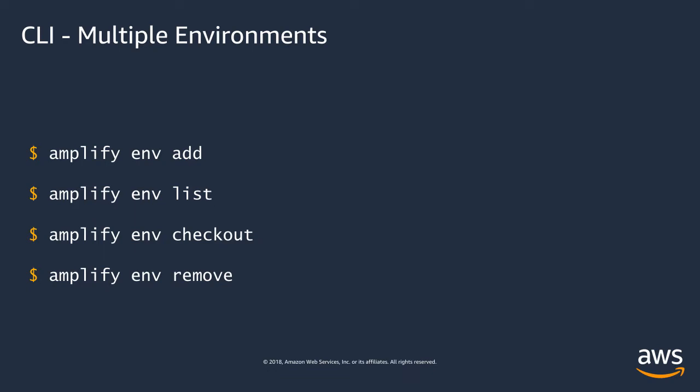To work with multiple environments, we have this env command on the CLI. So you can run amplify env, and then we have a bunch of different things that you can do from amplify env: amplify env add, amplify env list, amplify env checkout, and remove. If we have time, we'll go over those later.